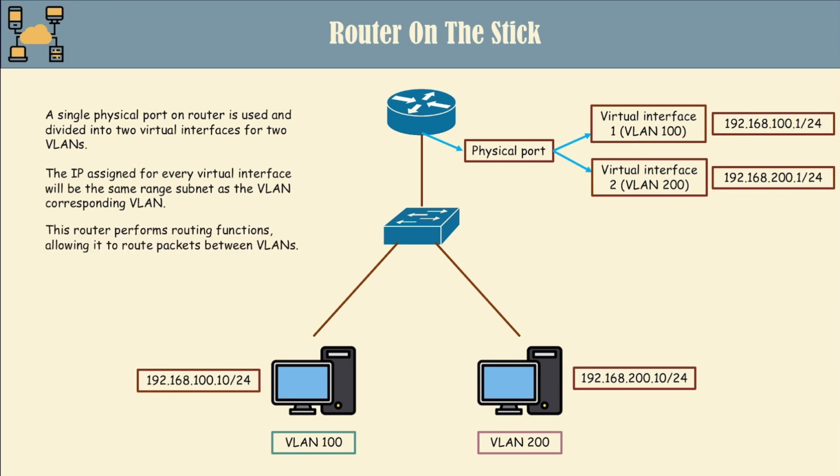This router performs routing functions, allowing it to route packets between VLANs. It can forward packets from VLAN 100 to VLAN 200 and vice versa. This capability enables the router to transmit data between different VLANs. On the other hand, switches typically don't have this routing functionality, unless they are layer 3 switches, which will be introduced later in the video.